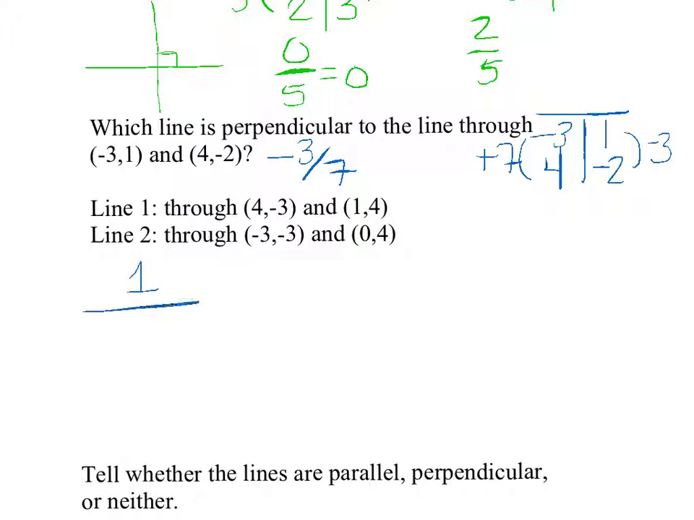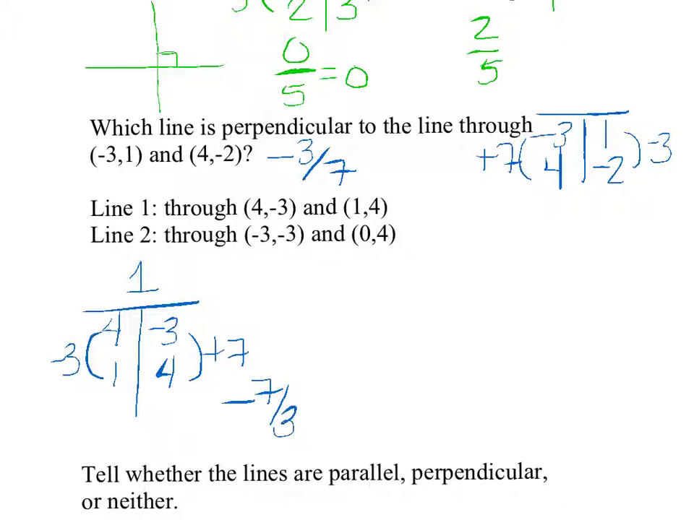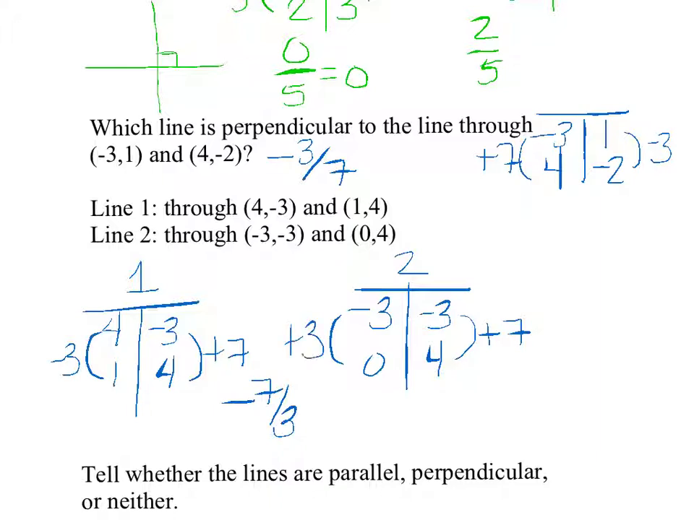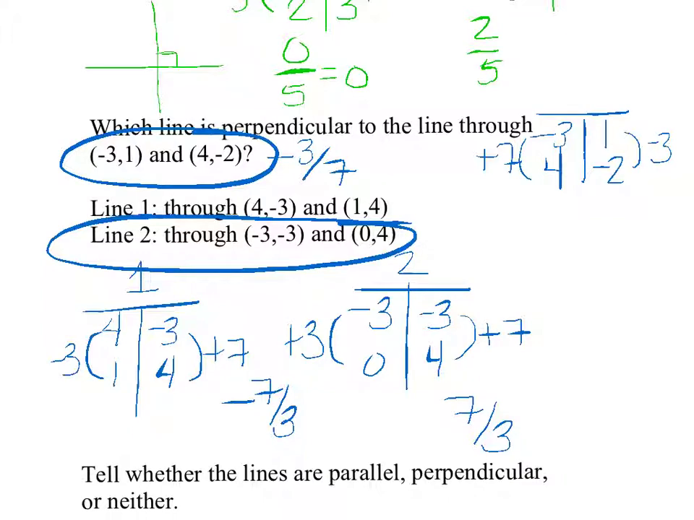So let's check out line 1. For line 1, I've got 4, negative 3 and 1, 4. I add 7 on the right, and on the left I subtract 3. So I'm going to get a negative 7/3. Now it's flipped over like I want, but it's negative still, and we don't want to have negative. So let's check out line 2. We've got negative 3, 0 and 4. So from negative 3 to 4, I add 7. From negative 3 to 0, I add 3. And so my slope is 7 over 3, which is what I want. I wanted a positive version of that. So line 2 is perpendicular to the above points.